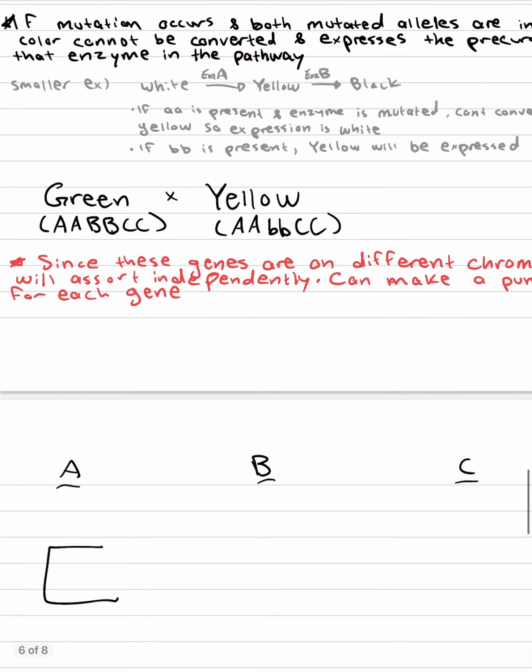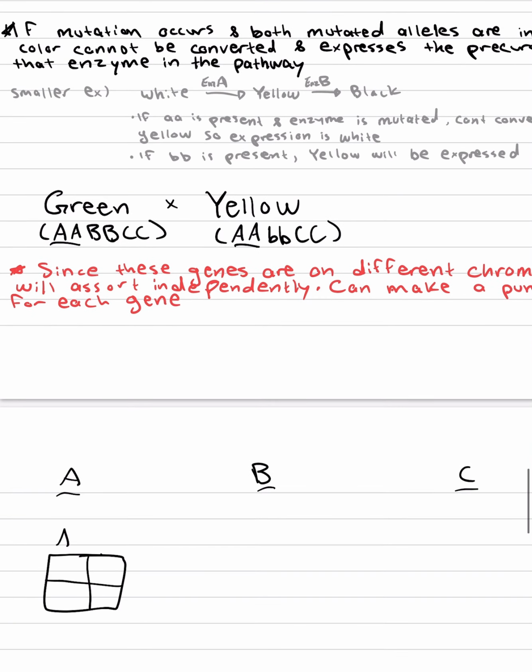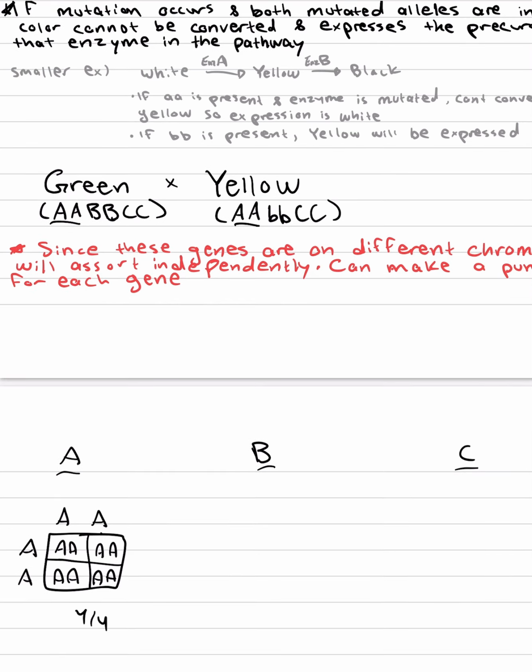If we make a Punnett square for gene A, we see that both of them are homozygous dominant, so they're both going to be big A, big A, big A, big A. They will result in all of the offspring having the homozygous dominant genotype. So 4 out of 4, or 100% of them will have big A, big A.